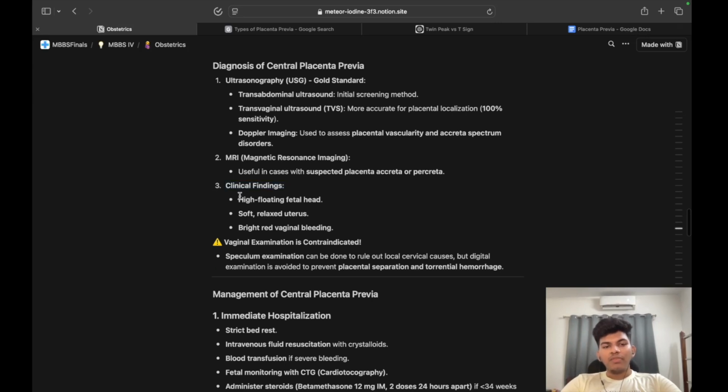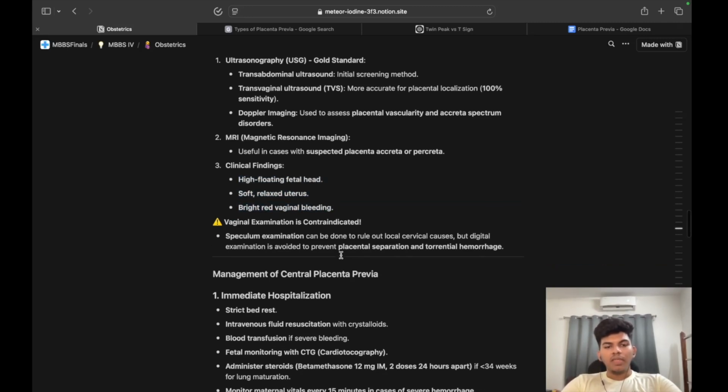Clinical findings: high floating fetal head, soft relaxed uterus, bright red vaginal bleeding. So, high floating head, soft relaxed uterus, not a contracted tender type, bright red vaginal bleeding.